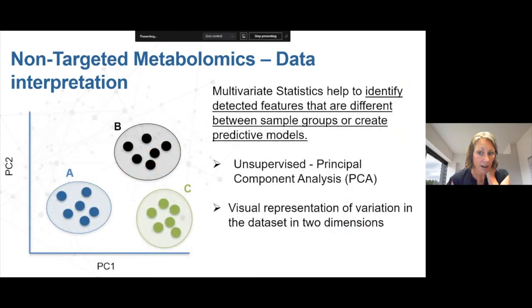It's also very common to utilize multivariate statistical tools, especially when your experiment has more than two groups. So for example, principal component analysis, and I've shown just a little cartoon of what that looks like here, is a way to visualize the variation in the entire data set in two dimensions. And so you see some form of principal component analysis plot in almost every metabolomics paper.